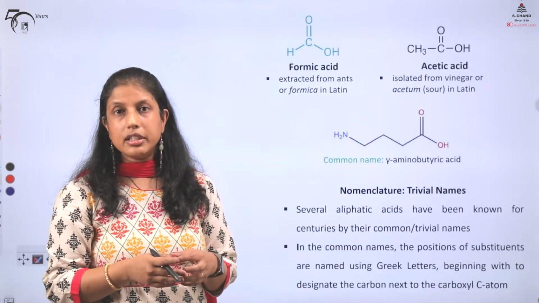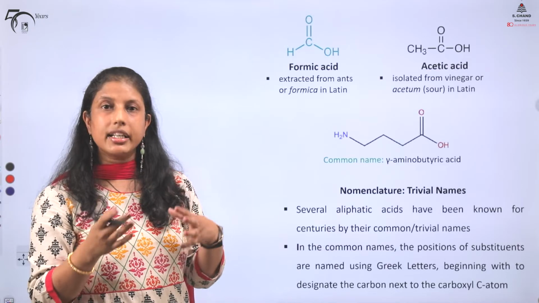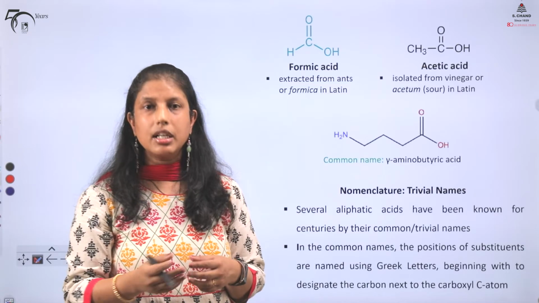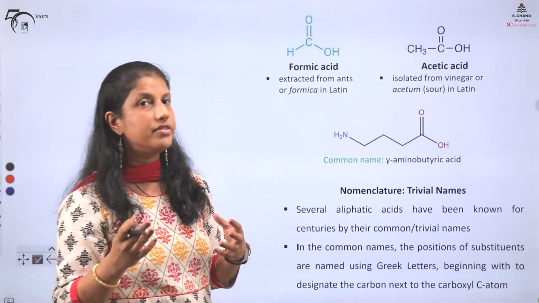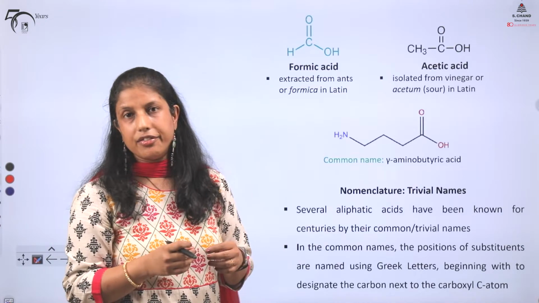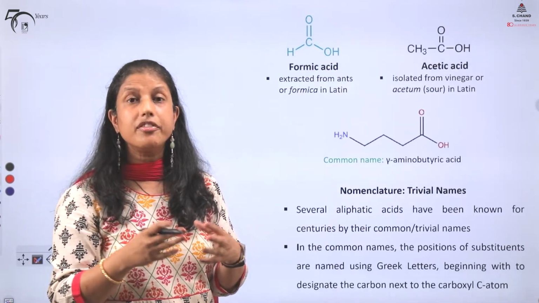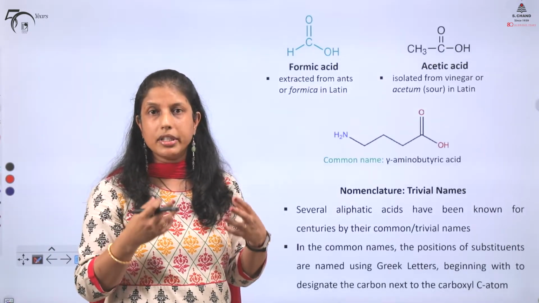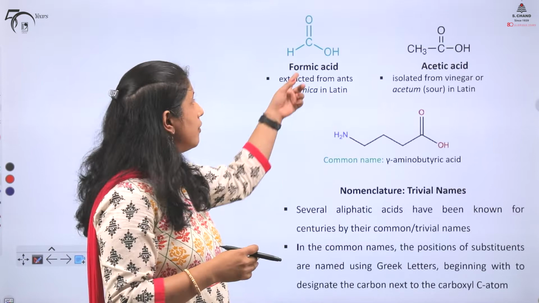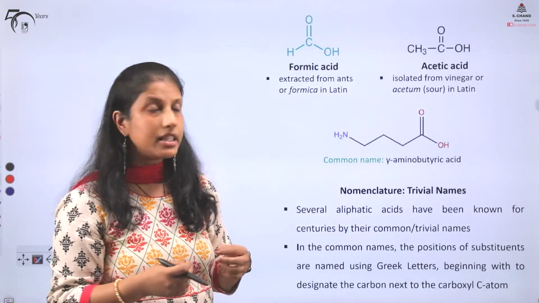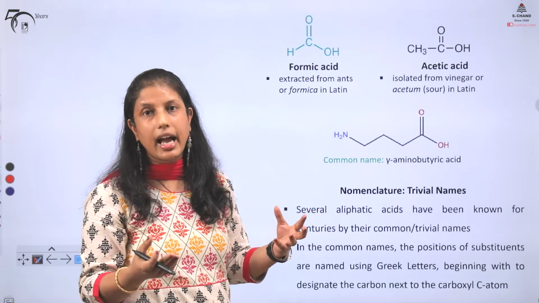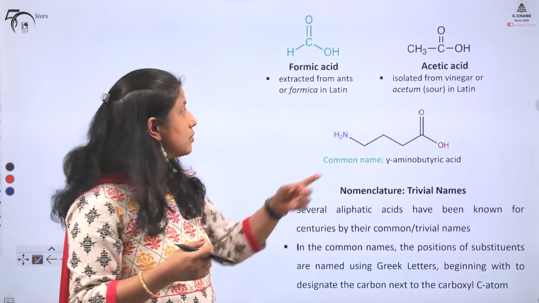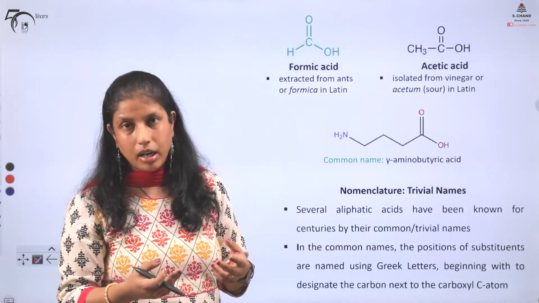So now comes the question, how do we name these acids? We can have a trivial name and we can also have the IUPAC nomenclature. Let's start with the common or trivial names. Several of the aliphatic carboxylic acids have been known for centuries, and so they are commonly known by their common or trivial names. For example, formic acid comes from the Latin word formica, which means ants. Acetic acid, which is found in vinegar, comes from the Latin word acetum. What does it mean? Sour.